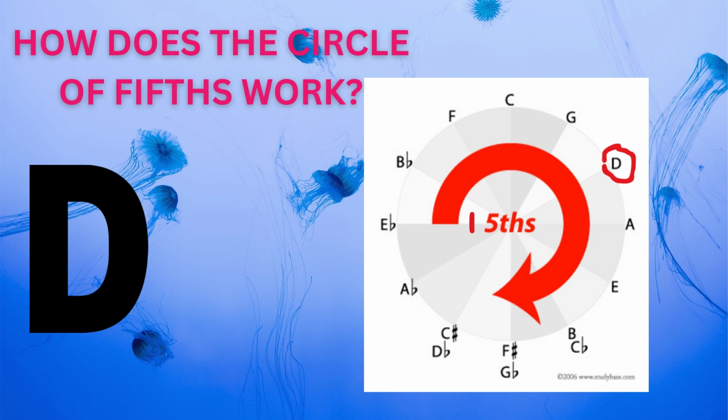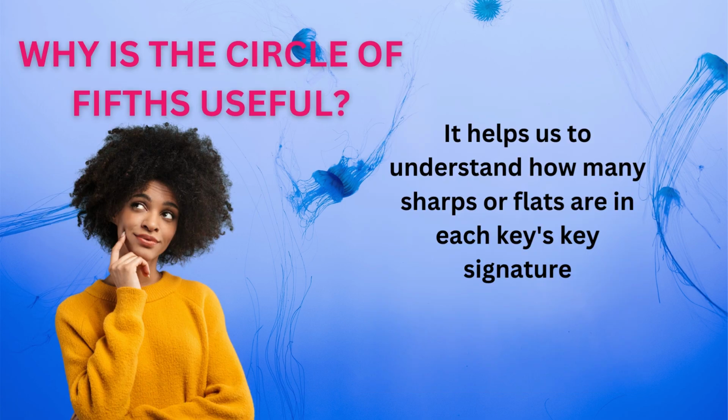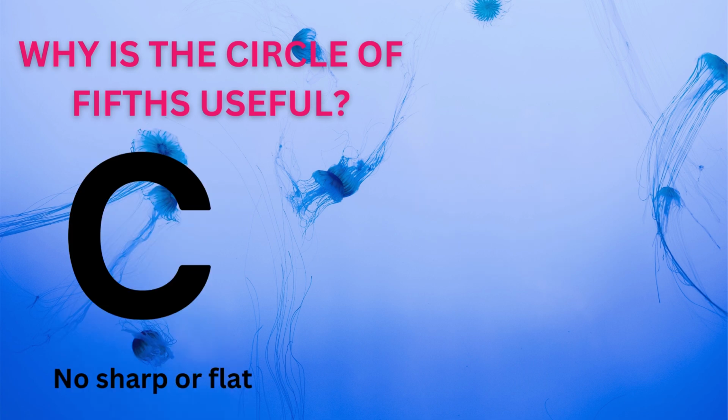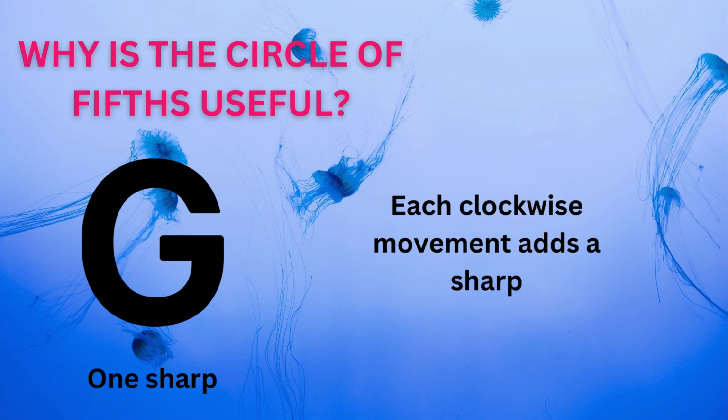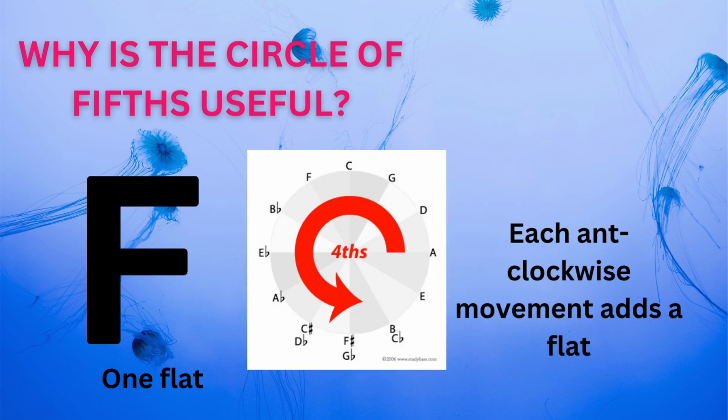Why is the circle of fifths useful? The circle of fifths helps us to understand how many sharps or flats are in each key signature. Let's say we start at C major, which has no sharps or flats. When we move to G major, we add one sharp, F sharp. Each time we move clockwise, we add one more sharp or flat to the key signature. When we reach F major, we have one flat, B flat, and as we keep moving, we add more flats.